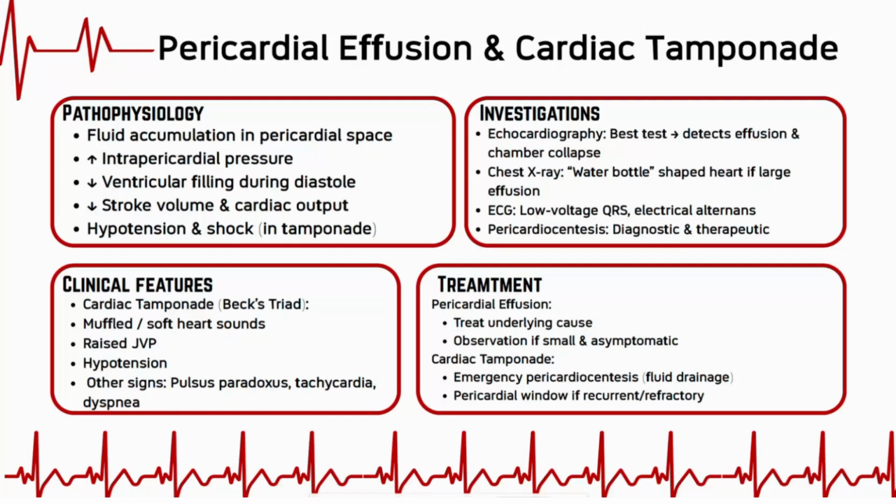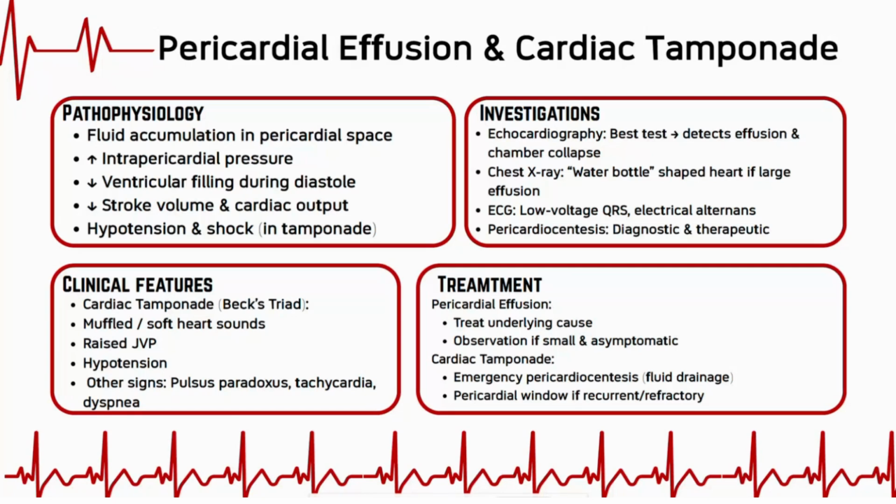So clinically, if there is a drop of systemic blood pressure of more than 10 millimeters of mercury with inspiration, this is what we call pulsus paradoxus.